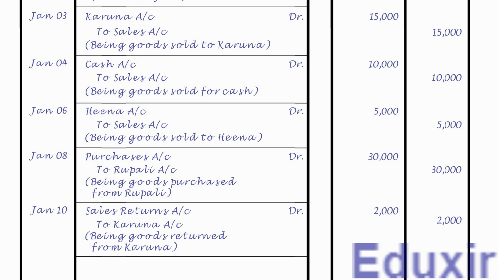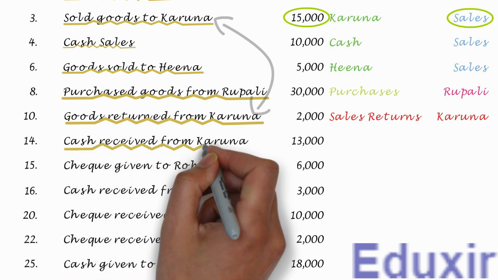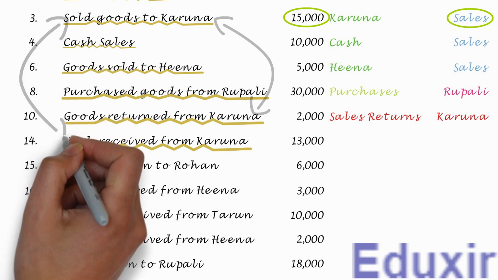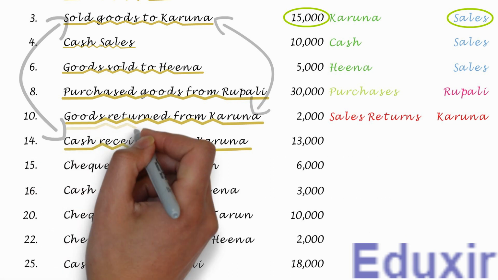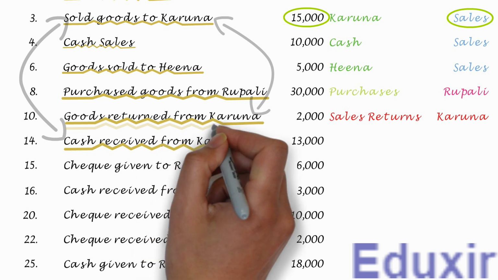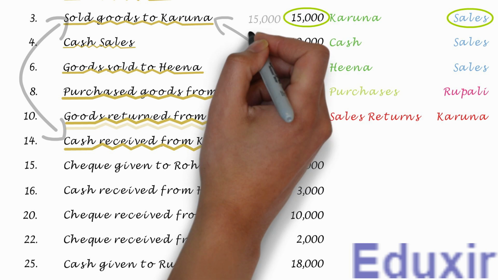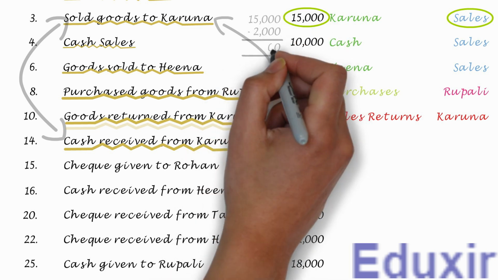Let us now take up the next transaction. In this transaction, 13,000 rupees of cash is received from Karuna. This transaction is also related to the transaction done on 3rd January, wherein goods worth 15,000 rupees were sold to Karuna. Also note that in the transaction done on 10th January, Karuna has returned goods worth 2,000 rupees. From 15,000 rupees, if we subtract 2,000 rupees, we get 13,000 rupees.